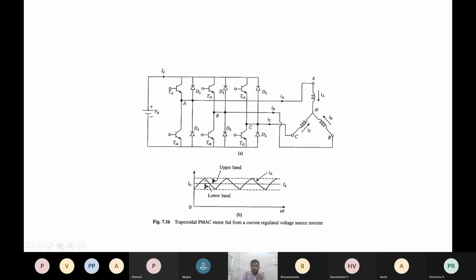So positive ID flows through TR1 and phase A, and negative IA will flow from phase B to TR6 and back to the source. Like that, a trapezoidal set of waveforms will be flowing. This is just like the hysteresis band that we studied now. I hope people remember the current source inverter strategy. There also we studied the hysteresis band. This is the configuration similar to that.